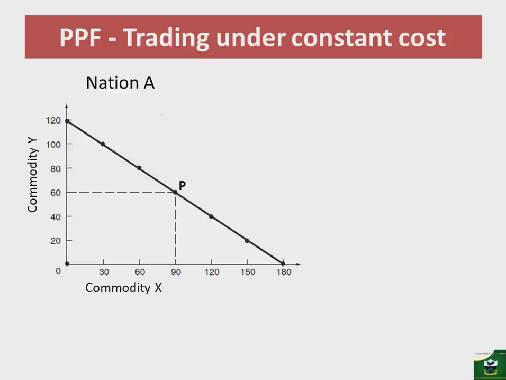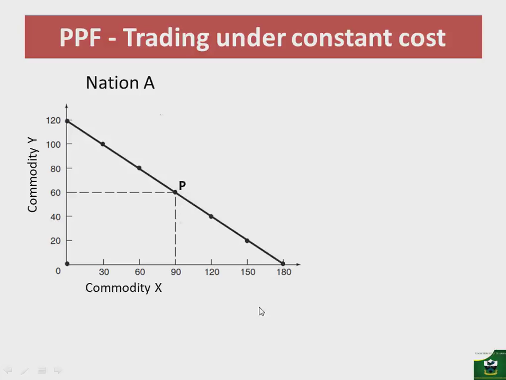Okay, so now let's consider the graphical illustration for nation A. If we plot the data we saw for nation A in the schedule, we will get this graph, and clearly you'll see that the line is straight and downward sloping, which indicates that the nation is experiencing constant opportunity cost. That is, for it to produce an additional unit of X, it will need to give up the same amount of Y for each additional unit of X brought into the production process.